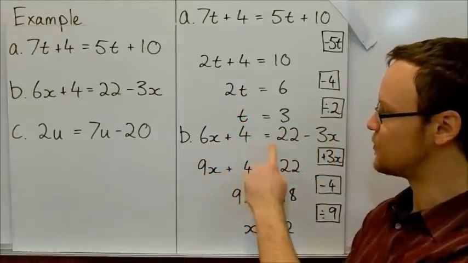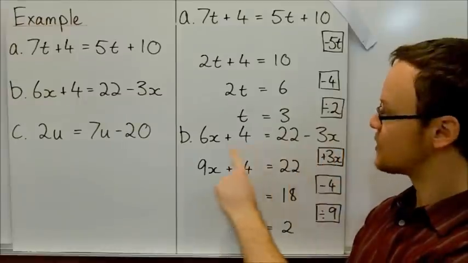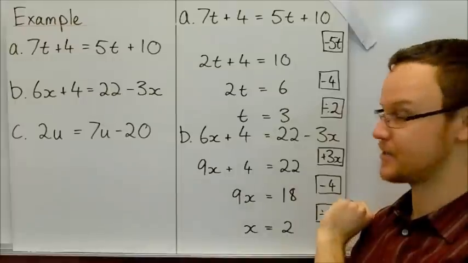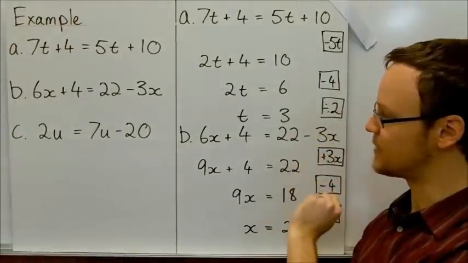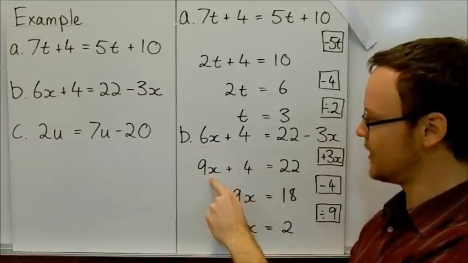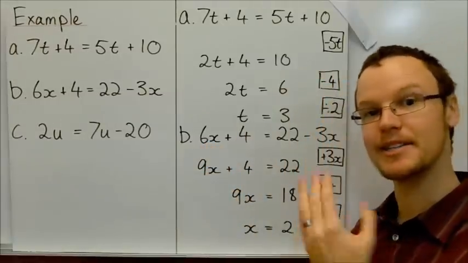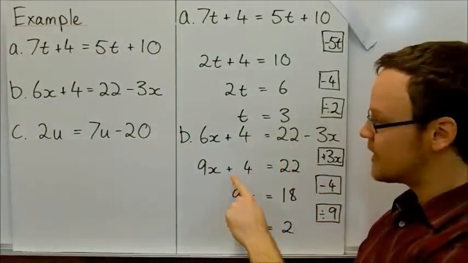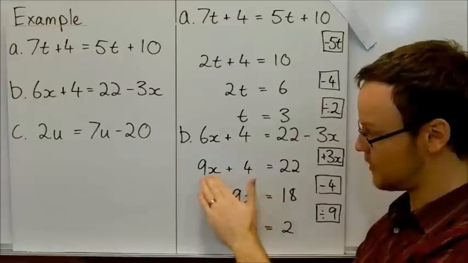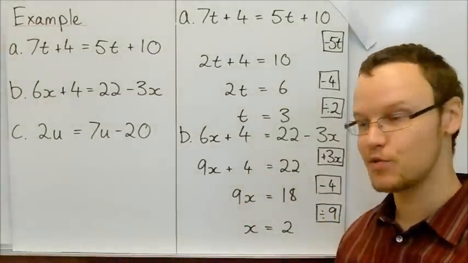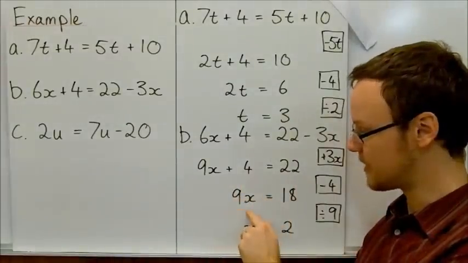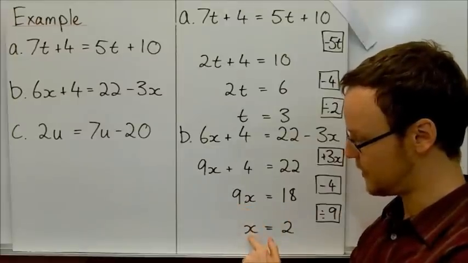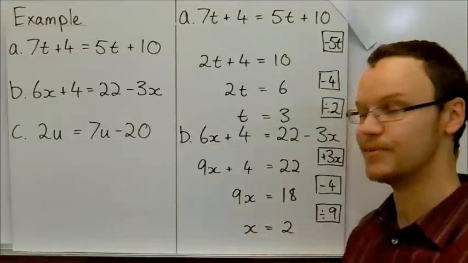Here, we've got 6x plus 4 equals 22 minus 3x. So we can add 3x to both sides, and it will remove this minus 3x from this side. Adding 3x to both sides, we get 6x plus 3x is 9x, and minus 3x plus 3x is going to be 0. Once again, 22 and 4 are not affected. Here we can now solve this in the usual manner. We take away 4 from both sides, we are left with 9x equals 22 minus 4, which is 18. Then we divide both sides by 9: 9x divided by 9 is x, 18 divided by 9 is 2.